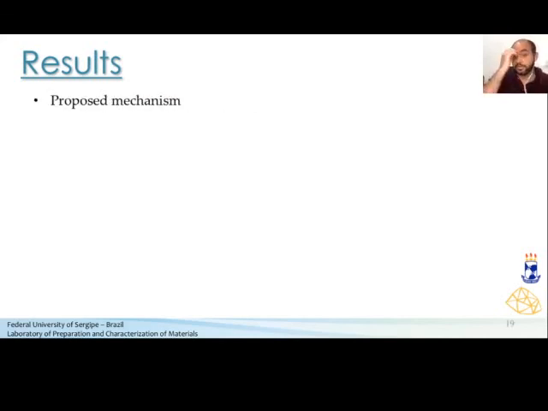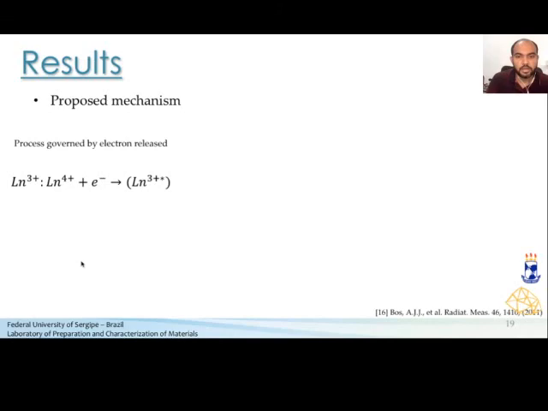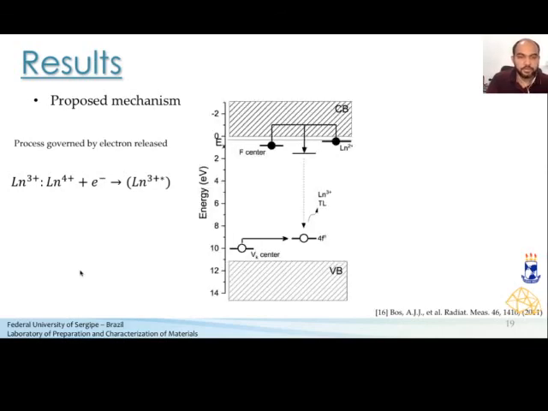Then we propose a simplistic mechanism that explains the TL and phosphorescence emission in lanthanide doped barium fluoride. The holes are trapped at the lanthanide 3+ ground state, creating the lanthanide 4+. The electrons are trapped at the lanthanide 2+ levels. During the releasing process, the electrons recombine with the holes trapped at the lanthanide 4+, creating the lanthanide 3+ in an excited state. F and V_K centers were pointed out taking into account the position of the TL peaks for undoped and doped samples.